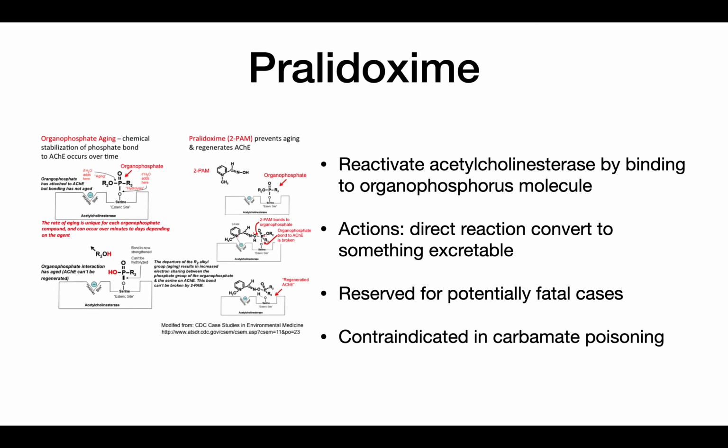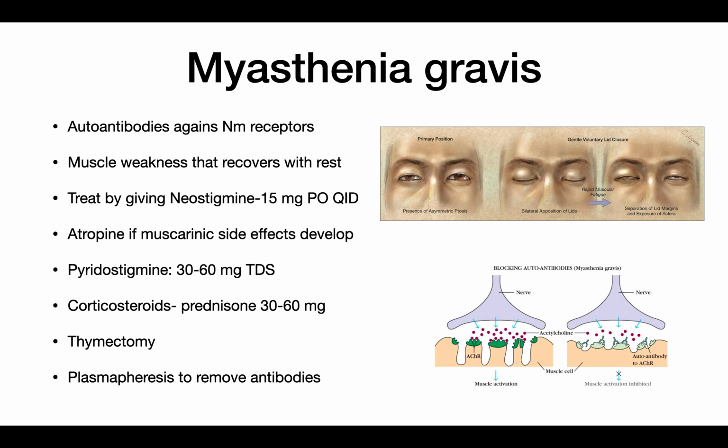Pralidoxime is used to reactivate acetylcholinesterase. It binds to the organophosphate molecule, and the organophosphate bond to the acetylcholinesterase is broken, and it's going to allow the organophosphate to be excreted. So it's reserved for the potentially fatal cases. It's unfortunately not going to help in carbamate poisoning.